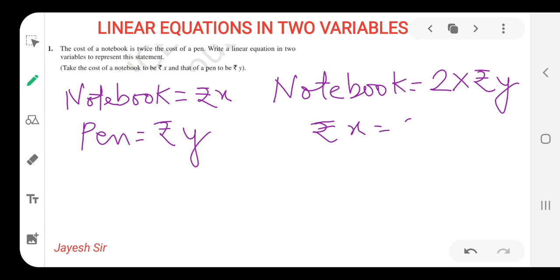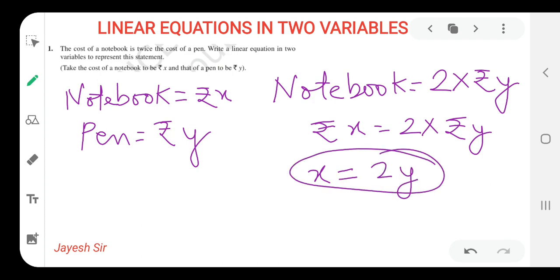So rupees x equals 2 into rupees y, we can say. So in terms of an equation, how do we form the equation? The rupees sign would not be there. X equals 2y. So in this way we have formed the equation.